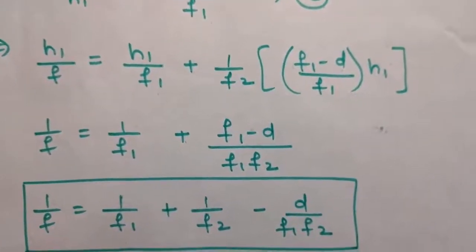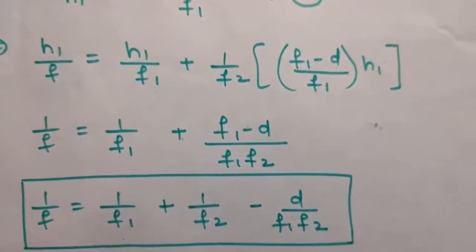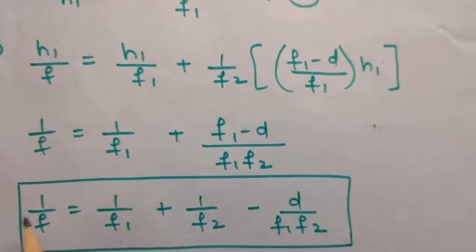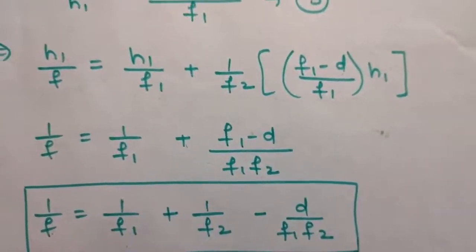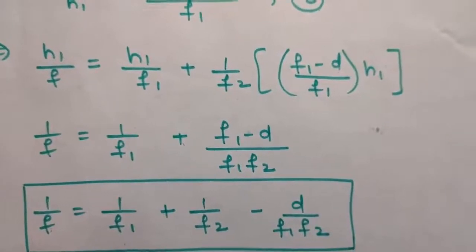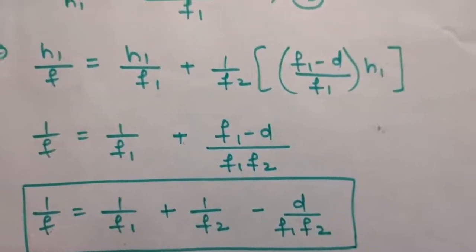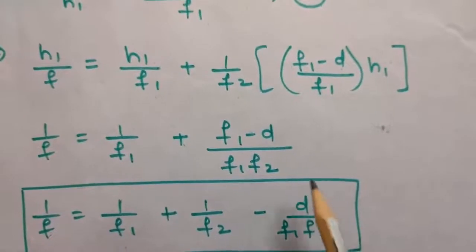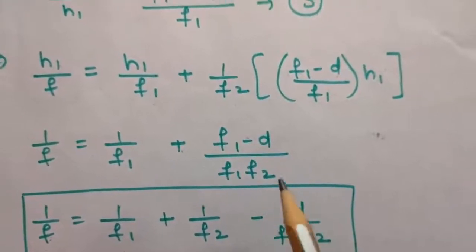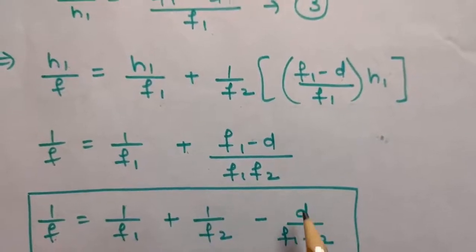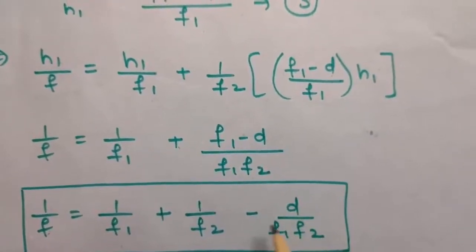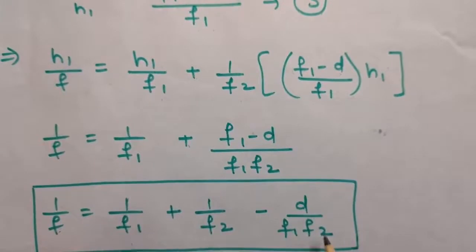Now if there is a space between the combination of lenses, this lens of focal length F will be giving the same effect as those two lenses which have focal lengths F1 and F2. So you can say an extra term is added here. Initially, when there was no gap, we were having only this formula. If there is a gap of D, then you will be adding this, that is minus D upon F1 F2.